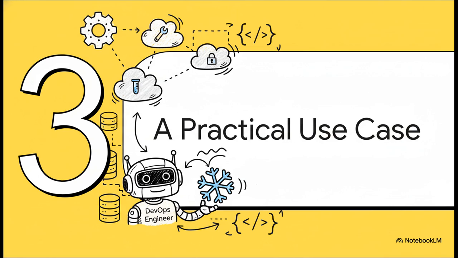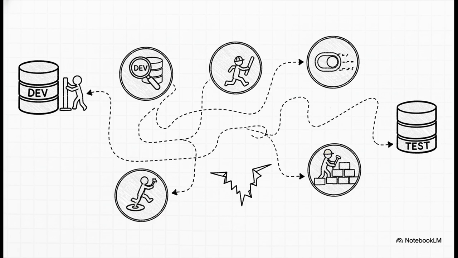Okay, so that's the theory. But how does this actually play out in the real world? Let's walk through a super common use case for, say, a DevOps engineer who's constantly jumping between environments. So here's the challenge. You need to clone a customer table from the development environment, dev, over to the test environment, test. The goal itself is simple, right? But the old way? Oh man, it was a pain. You'd have to switch your role to dev, query the table, then switch your role again to test, create the new table, and then finally run the clone command. It was just a mess of steps.